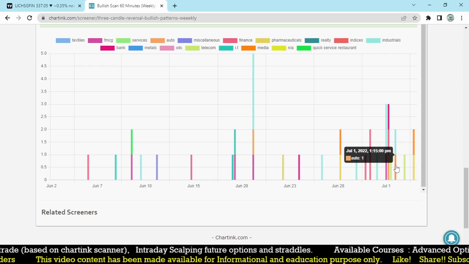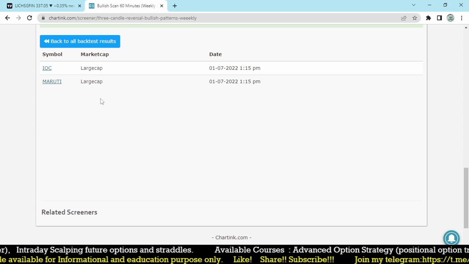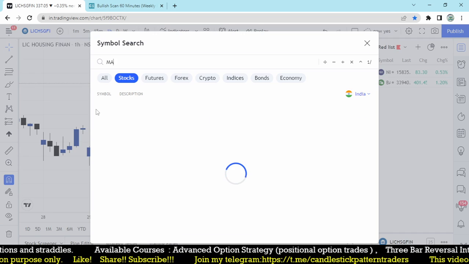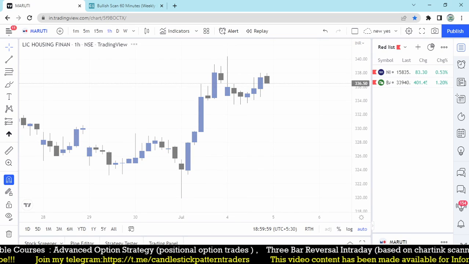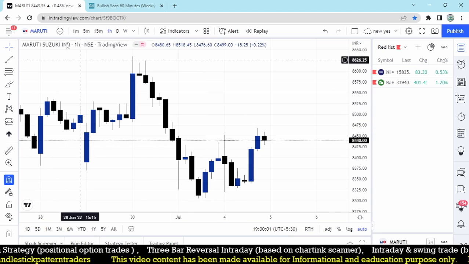And at this point of time, at 1:15, there are 2 stocks, Maruti and IOC. So Maruti, let's go for Maruti. This one, and IOC also will be there.